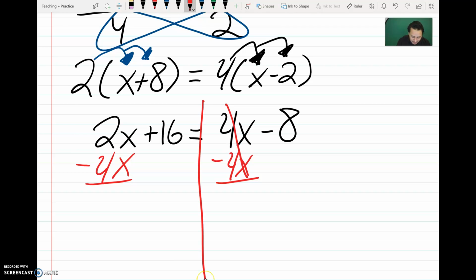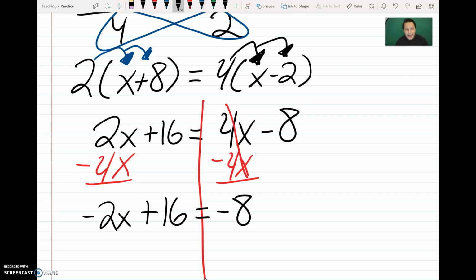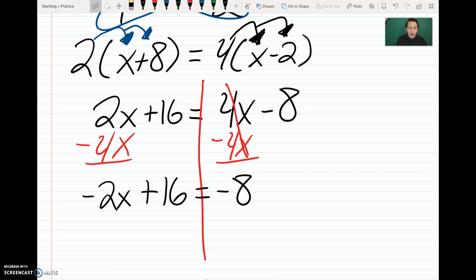Let me draw the line so it becomes clear. 2x minus 4x is negative 2x. Bring the 16 down and bring the negative 8 because I didn't touch it. Now, here's the most important part. I now have my variable on one side of my equation. Leave it there. Just leave it. Don't try to move it. Don't try to do anything with it. Focus on the numbers that don't have variables now. It's the 16 and the negative 8.